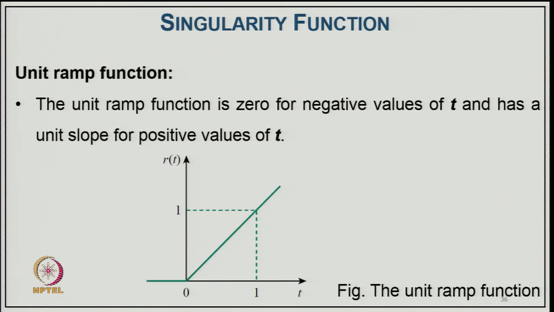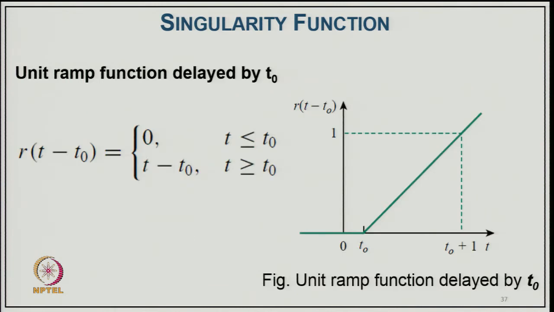This is the third singularity function, which is normally used for analyzing first order circuits. The unit ramp function can also be delayed by t0, as you can see here, and the expression can be written as r(t minus t0) equal to 0 for t less than t0, and t minus t0 for t greater than t0. You can see how it is presented graphically here. Since it is delayed by t0, after t0 plus 1 it reaches the value 1 of this unit ramp function.